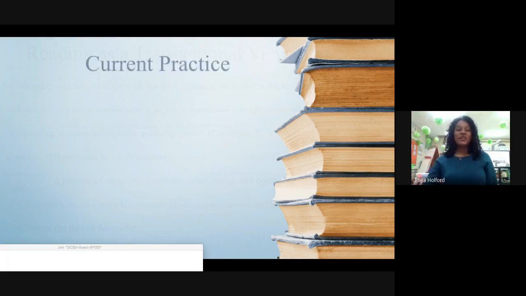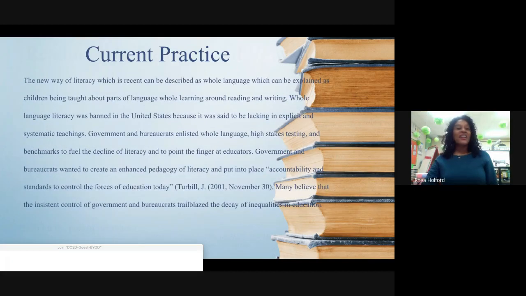Okay, current practice. The new way of literacy, which is recent, can be described as whole language, which can be explained as children being taught about parts of language, whole learning around reading and writing. Whole language literacy was banned in the United States because it was said to be lacking in explicit and systematic teaching. Government and bureaucrats enlisted whole language, high stakes testing, and benchmarks to fuel the decline of literacy and to point the finger at educators.